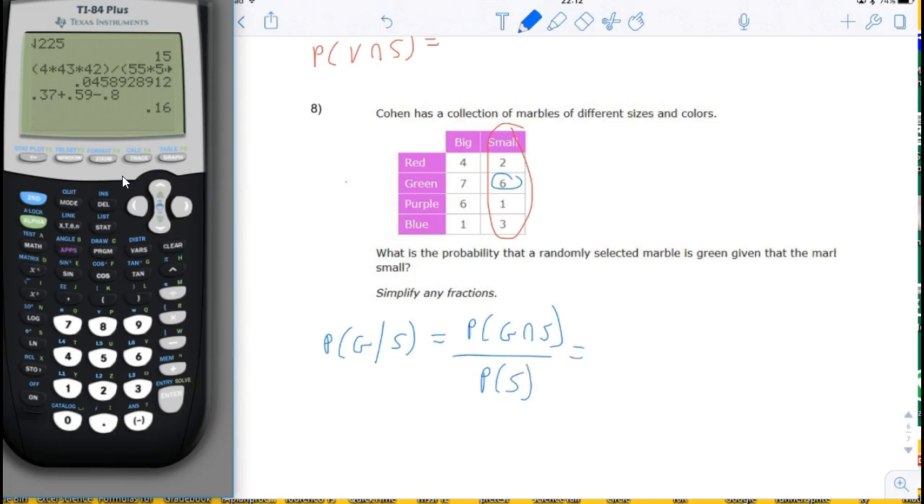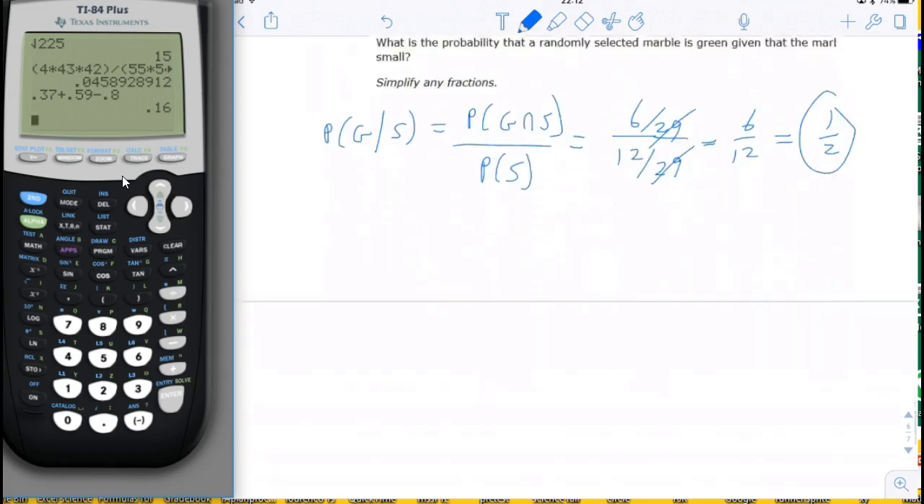Okay, green and small, there is just 6 marbles, right, out of a total of 29. So 6 out of 29, right? The probability that a marble is small is 12 out of 29. Okay, so the 29s cancel out. We get 6/12. And the probability is a half. Is that it? That's it.